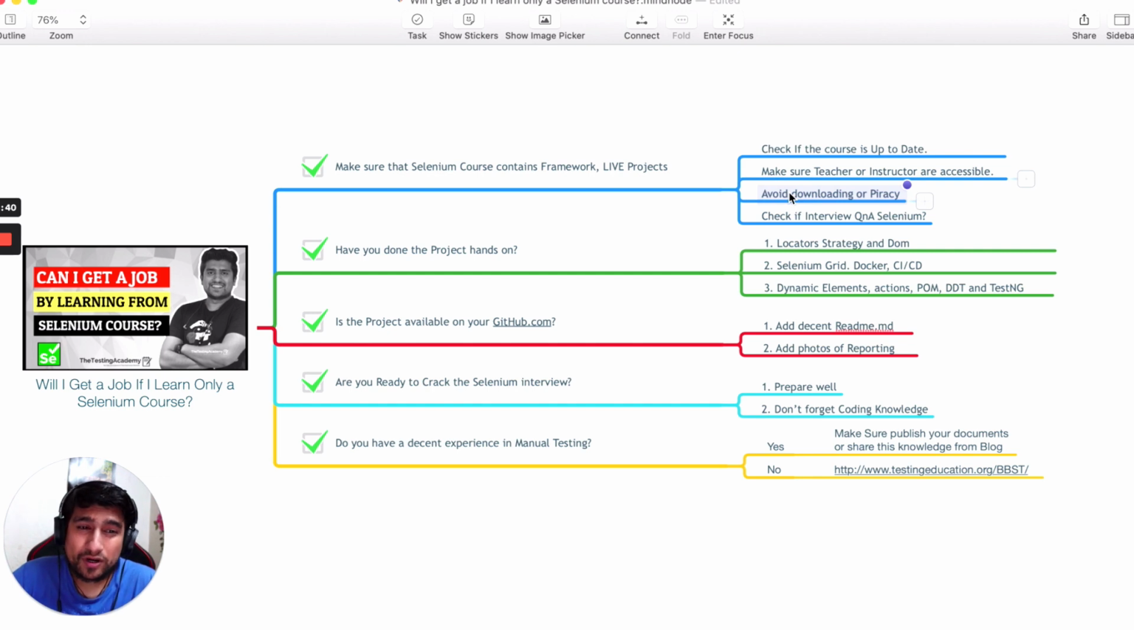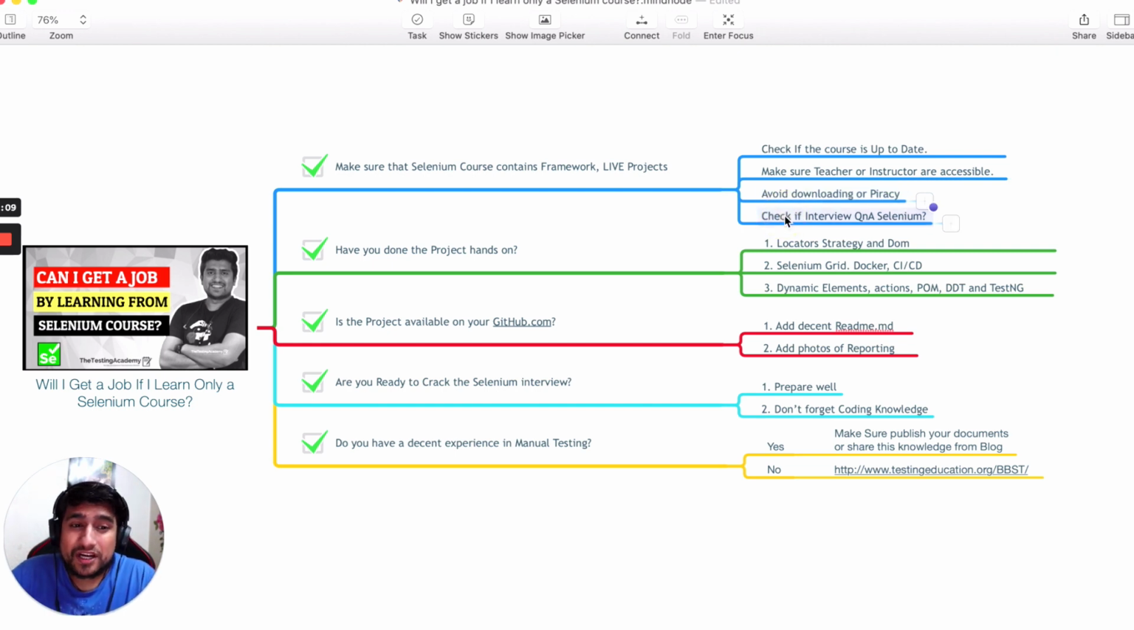I would suggest avoiding downloading or piracy, because whenever you take these courses, you are saying that this is money you're putting in yourself and it will benefit you. Whether it is 500 rupees or 10,000 rupees, whichever course you take, they provide certain value, and when you exchange that with your hard-earned money, you will learn a lot. That's what I'm getting at.